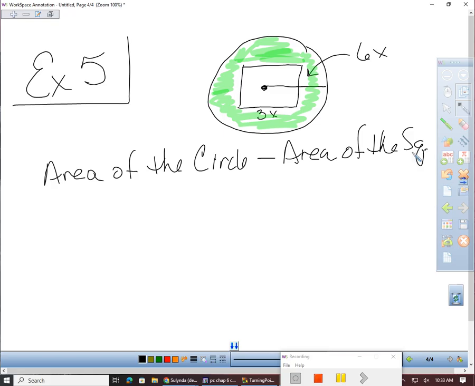So, how do we find the area of a circle? Not circumference, that's the distance around. Area of a circle is pi r squared.